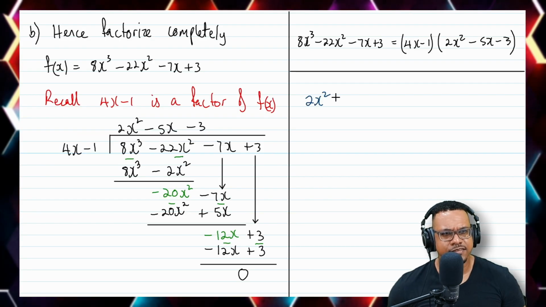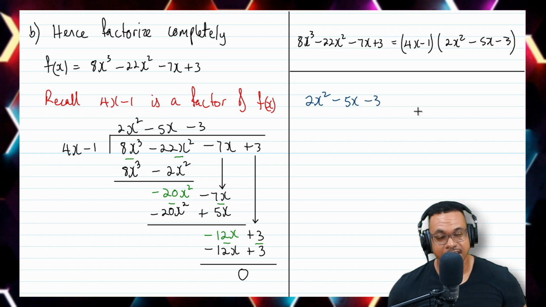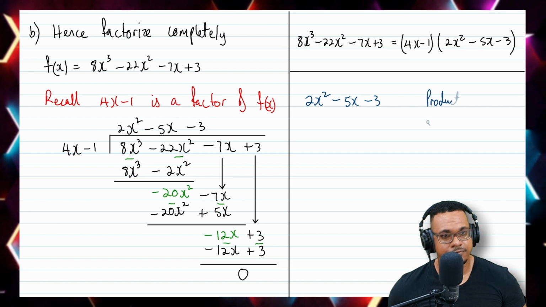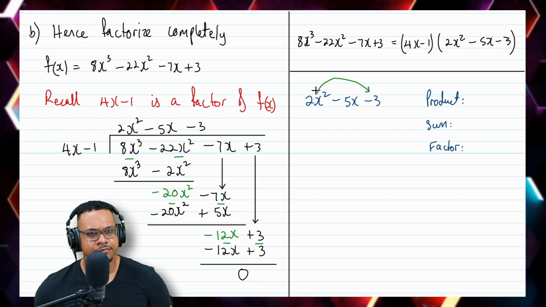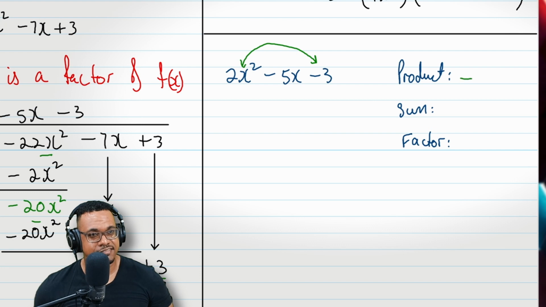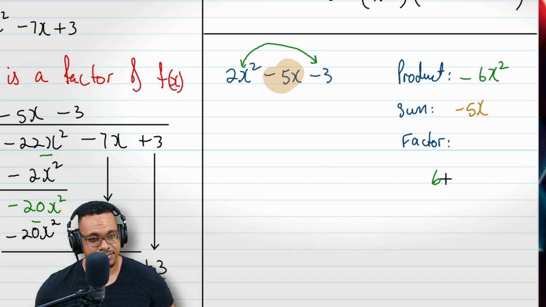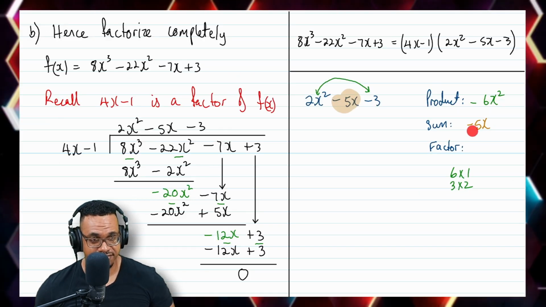So I'll have 2x squared, take away 5x, take away 3, and I like to write product, sum, factors. My product is obtained by multiplying the first term by the last term here. So 2x squared by negative 3 is negative 6x squared. My sum is my middle term, which is negative 5x. And now I look for factors of 6 that when I add or subtract, I'll get negative 5, and when I multiply them, I'm going to get negative 6. So factors of 6 are 6 times 1 and 3 times 2. Now if we check, both of these could give us negative 5, because 1 take away 6 is negative 5 and negative 3 take away 2 is also negative 5.